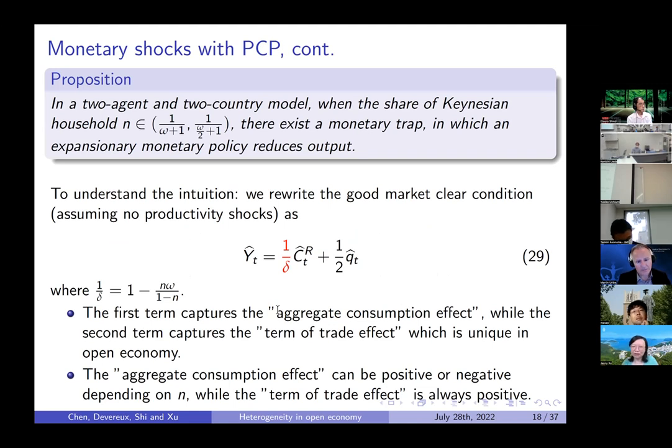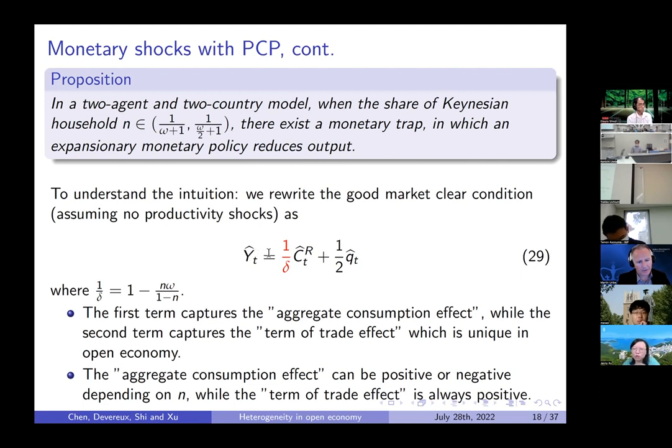Why? By the way, I want to mention that in the closed economy case, there is also a range for the monetary trap, but it's just that when n is small, there's no monetary trap, and when it's larger, there's a monetary trap. But in this PCP case, you can see that it's a range. Only in this range is there a monetary trap. Why is this the case? I think this is the very important intuition here.